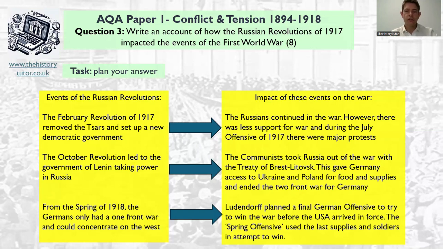Germany gained Ukraine and Poland and all their food and supplies, and the two-front war was ended. So Germany now was only on one front. So this meant they could lead the spring offensive. So Ludendorff planned a final huge offensive for the German army to try and win the war before the USA arrived in force and to try and do one final knockout blow. Obviously, it's a bit of a gamble here because if Ludendorff's offensive didn't win, Germany might have been all out of puff and the war would be over. So got a strange scenario where Russia leaving the war could have actually helped somehow the Allies win the war.